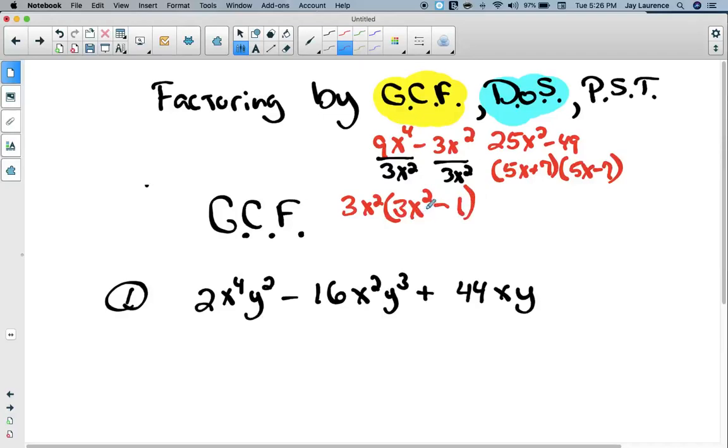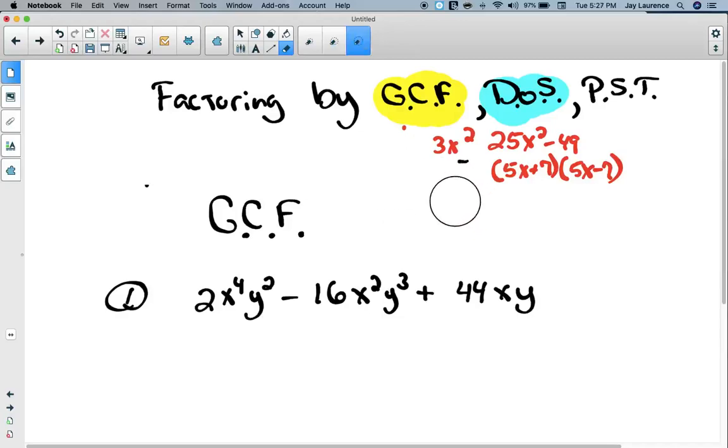Now, this part in here sometimes can be factored more, and many of you are having trouble with that. You think, oh, I'm done, I pulled out the GCF. Oh, there's more to it sometimes. In this case, it almost looks like the difference of perfect squares, like 25x squared minus 49. Only problem is 3 is not a perfect square, so it is not the difference of perfect squares.